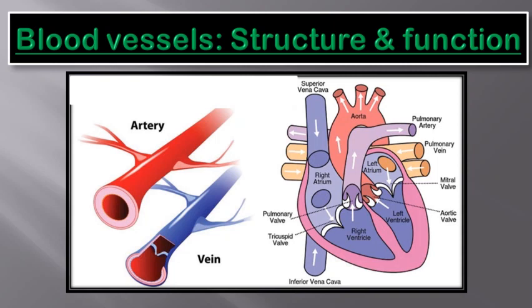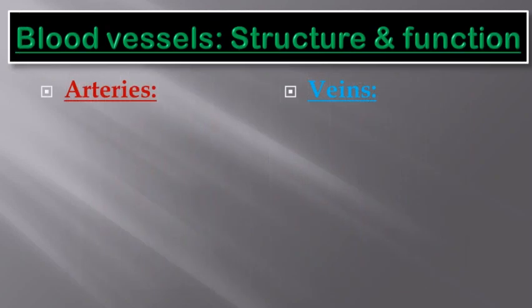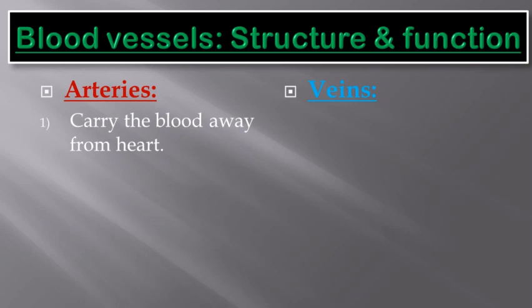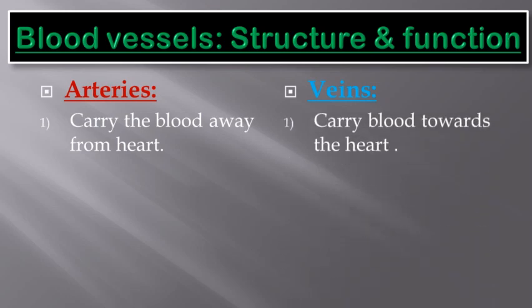Now let's study these blood vessels in detail. First, here we can see the arteries as well as the veins. Let's differentiate the arteries and veins. Vessels which carry the blood away from the heart are called arteries, while the vessels which carry the blood towards the heart from various parts of the body are called veins.